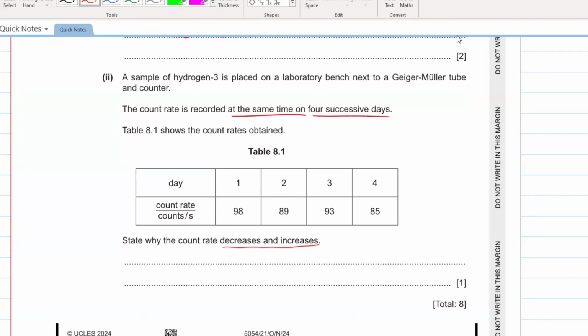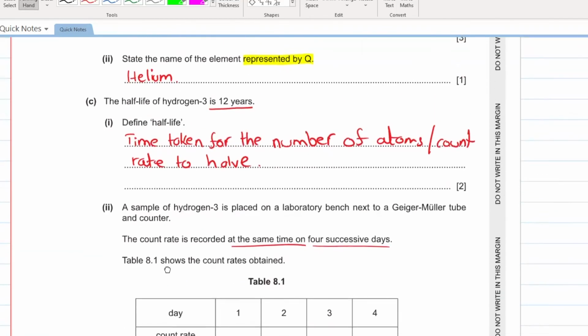Very, very easy. Let me show you. Why does the count rate increase and decrease? Because radioactivity is random. You can say the count rate increases and decreases due to the random nature of radioactivity. Perfect.